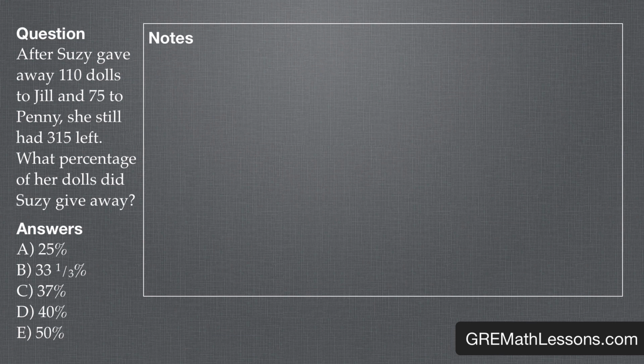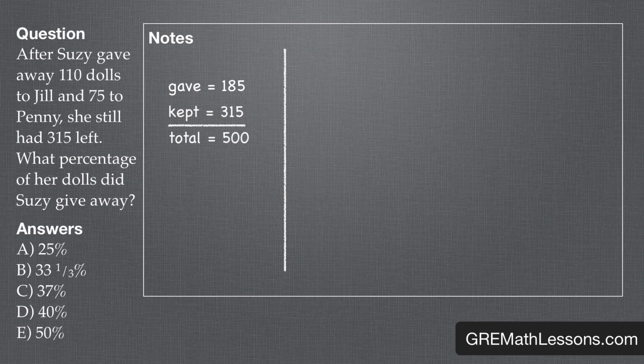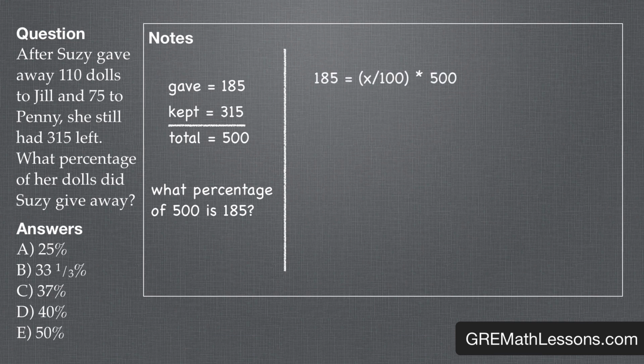First, let's determine what the question is really asking us. The important thing to note is that Susie gave away 185 dolls and still had 315 left. This means that she originally had 500 dolls. The question wants to know what percentage Susie gave away. Therefore, the question is asking, what percentage of 500 is 185? We would set up our formula like this. 185 equals x over 100 times 500.